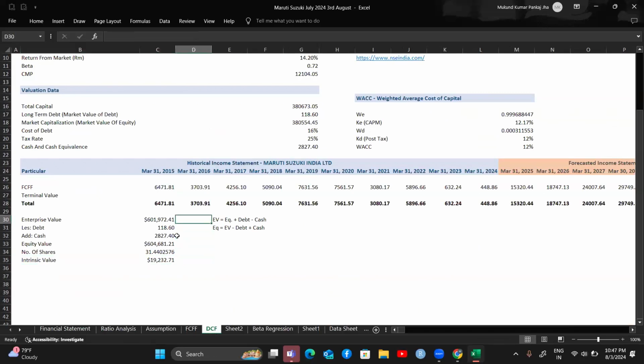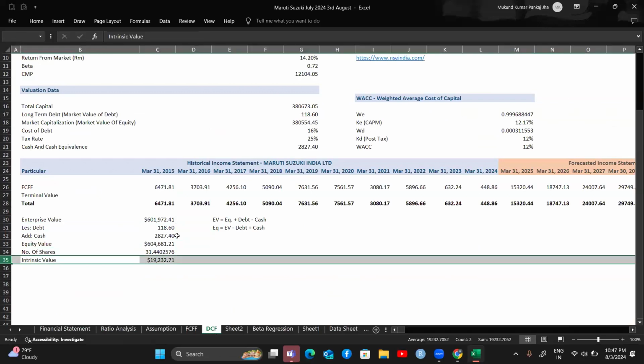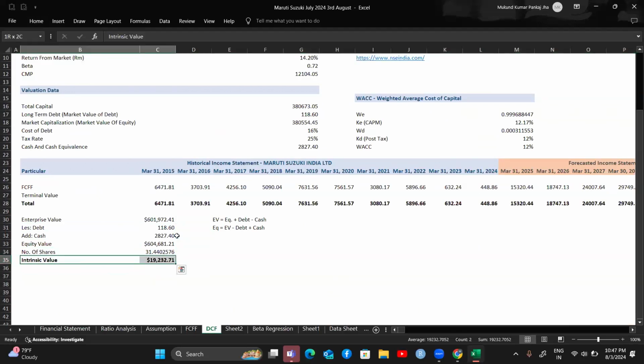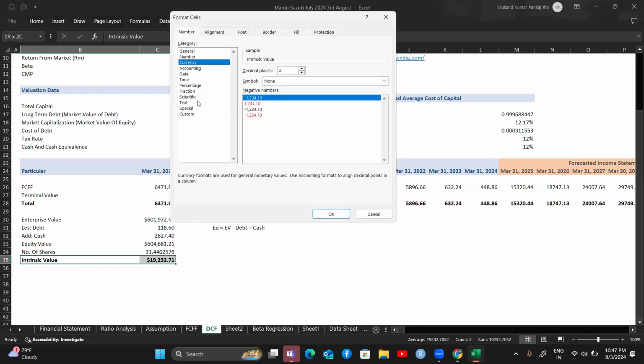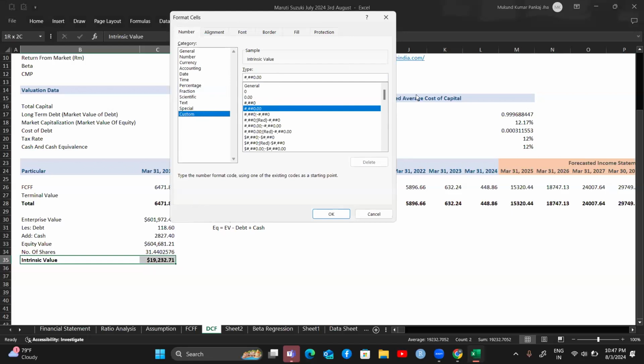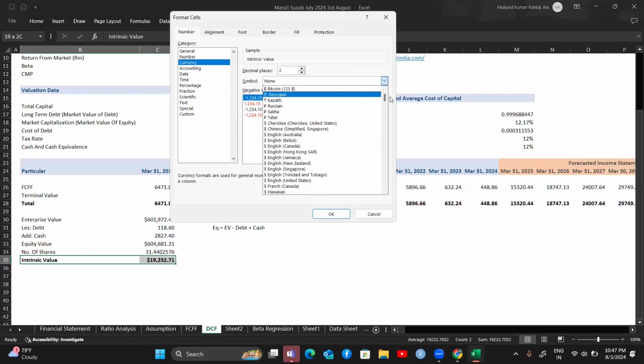Now we are going to edit this. This should never be in dollars. This should not be in dollars, guys. Make sure you change it to rupees. Yes, you guys can have a break. Meanwhile, let me take care of the editing part, and then we will be starting with the relative valuation part.